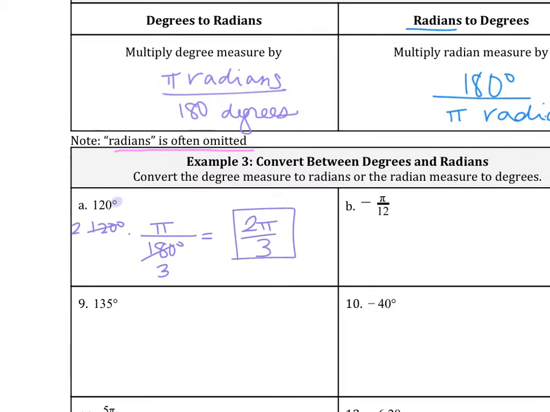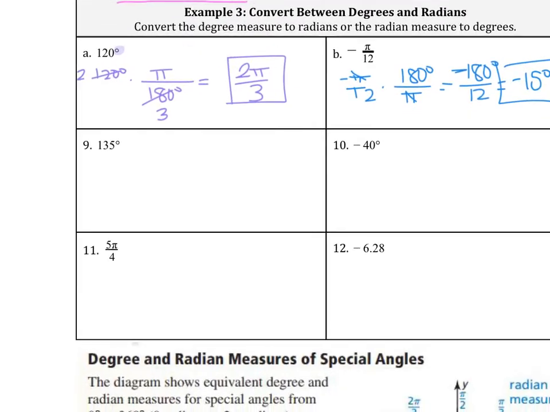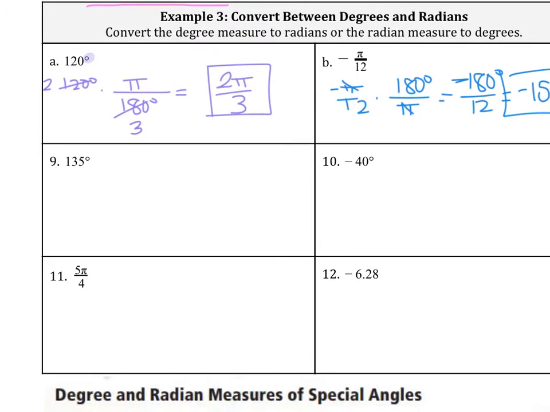Now we're going to convert from radians to degrees, so negative pi over 12 times, and we want pi at the bottom and 180 degrees on top. Our pi cancels, and we multiply across: 180 degrees over 12. If you simplify that, 12 goes into 180 15 times, and this is negative, so negative 15 degrees. Go ahead and try these 4, please. Pause the video and try it out. Again, if there is no degree symbol, then it is in radians.